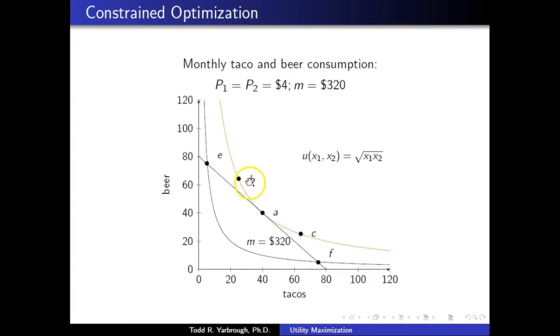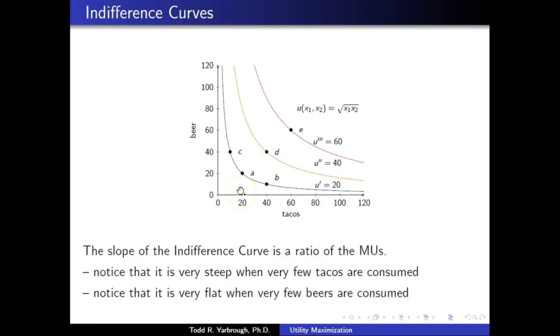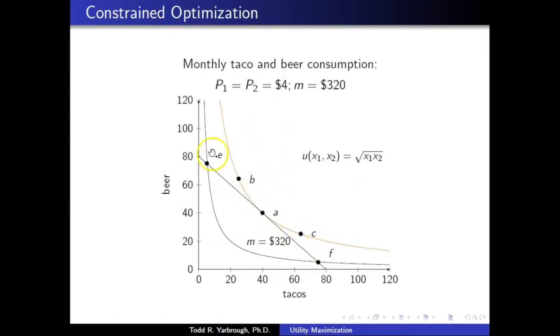Okay, so here we have two indifference curves as before. But now what we have is a budget constraint. Notice here I have this indifference curve and this indifference curve, and the bundles are different. So again, the bundles are different, so try to ignore the bundles.